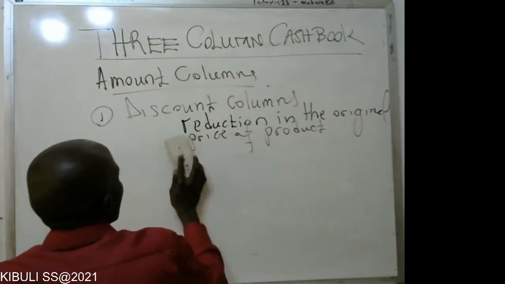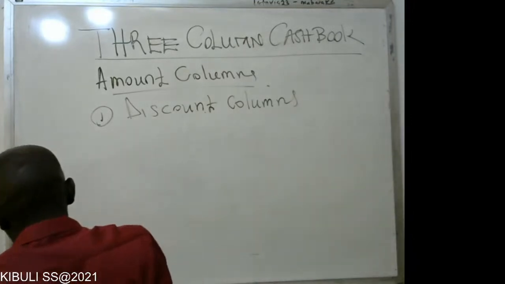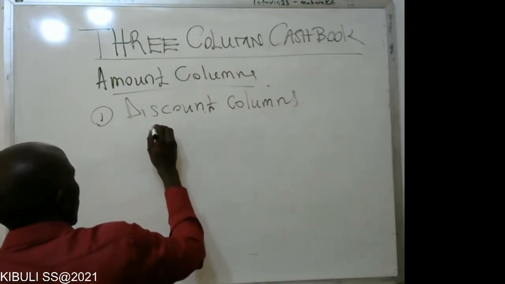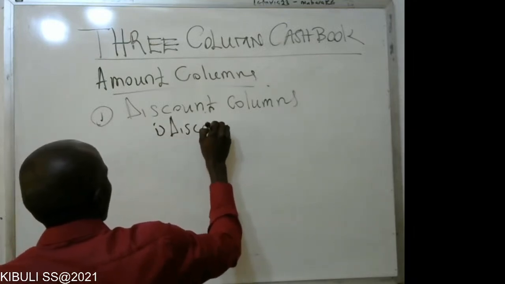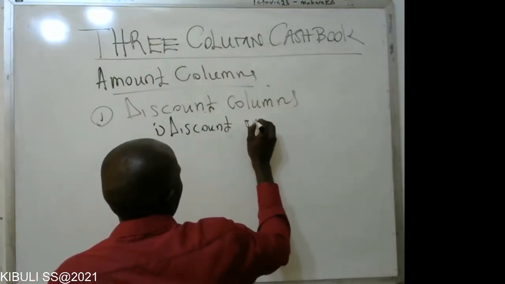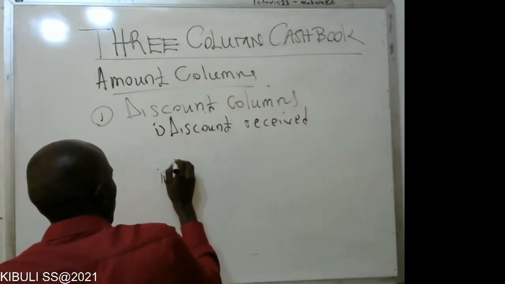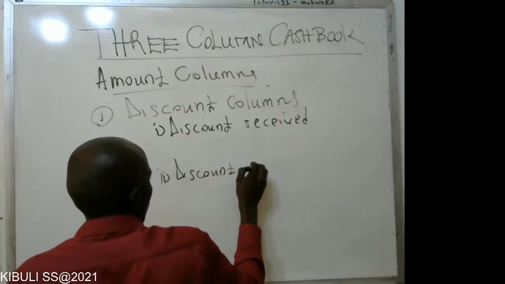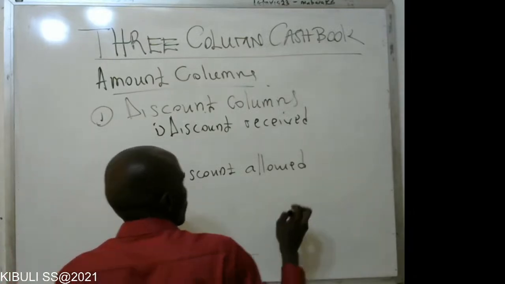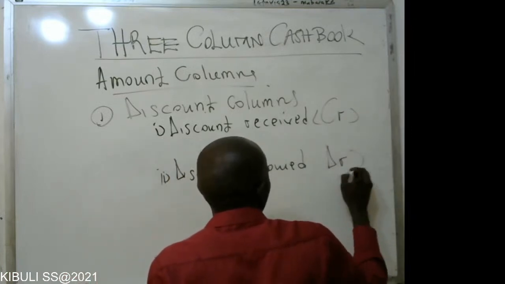So now let us look at the different types of discounts given in the cash book. In our 3-column cash book, we are going to have a discount received and also a discount allowed. That's how we are going to name those columns. A discount received on the credit side and a discount allowed on the debit side.